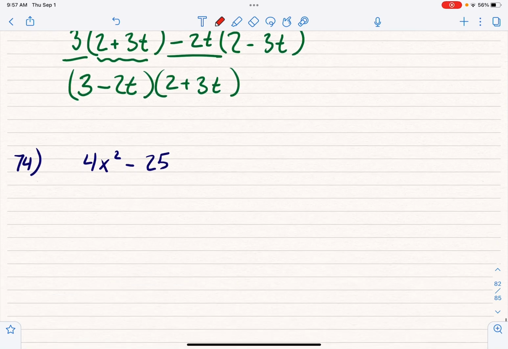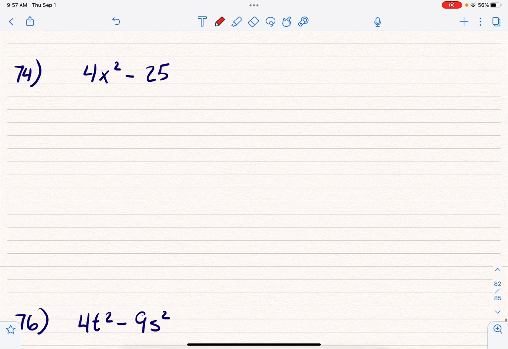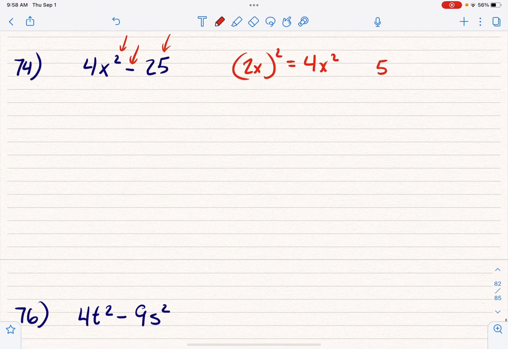All right, now we're kind of to the home stretch. We're back to those two terms. I see two terms, I see subtraction, that means difference. I see something being squared. I know that this is something squared. And I go, okay, so I know that 2x when squared is going to give me 4x squared. I know 5 when squared is going to give me 25. So those are the values that I'm thinking about.